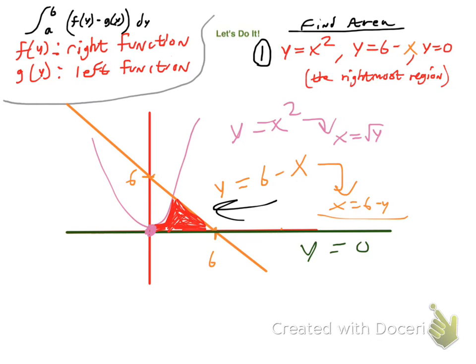Okay, fun, right? Now we can actually do this definite integral. Let's evaluate it. So the integral, and our function is the right curve minus the left curve. So right curve is 6 minus y, left curve is square root of y. So 6 minus y minus square root of y, dy. Cool.